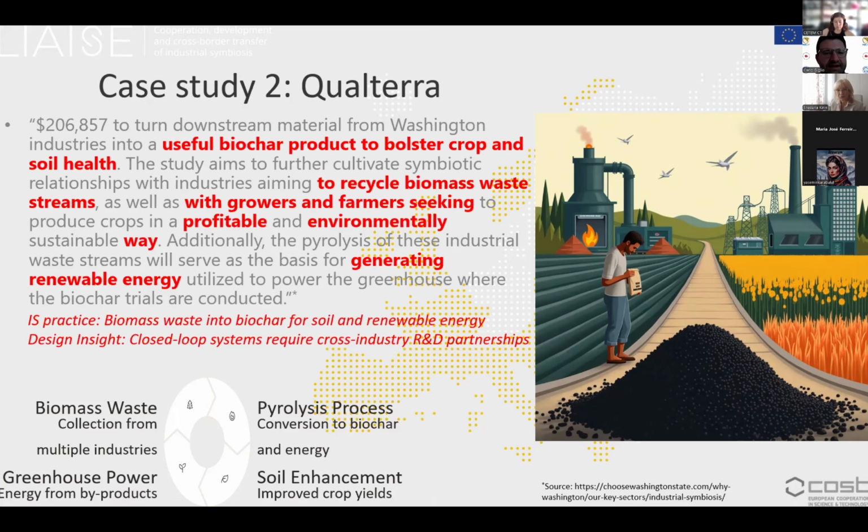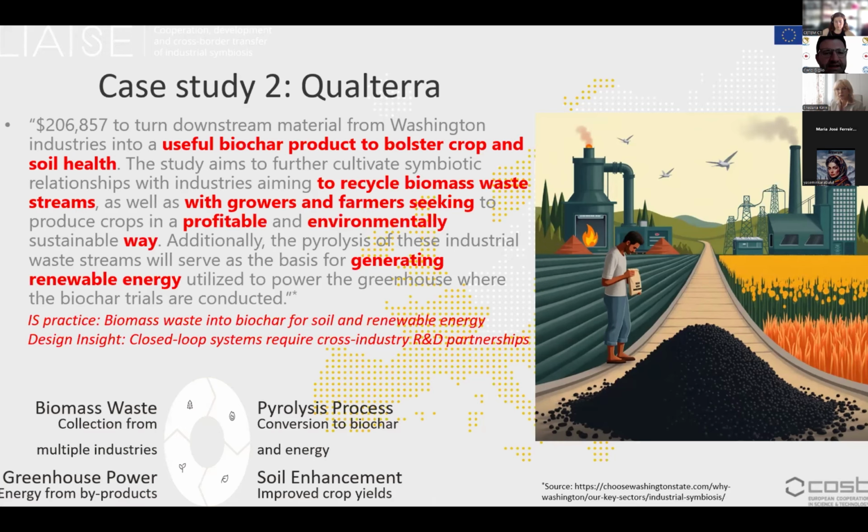renewable energy. Here, the key in the symbiosis practices is related to the transformation of biomass into biochar, but also into a byproduct that is able to generate renewable energy. And on the other side, the product design is related to the closed loop system that requires cross-industry R&D partnership to be created, to be implemented.